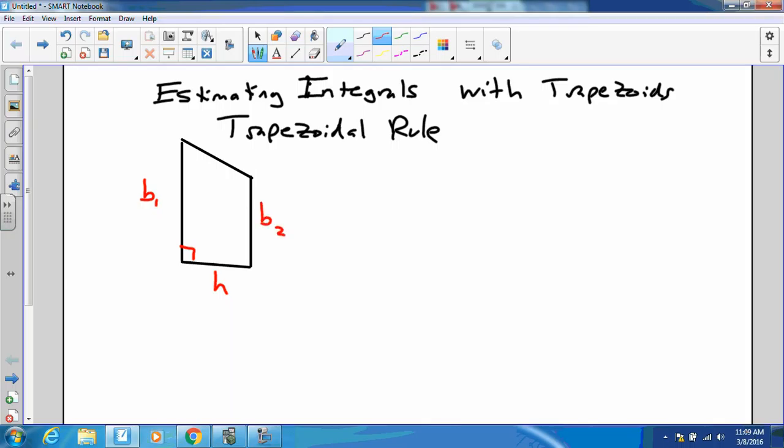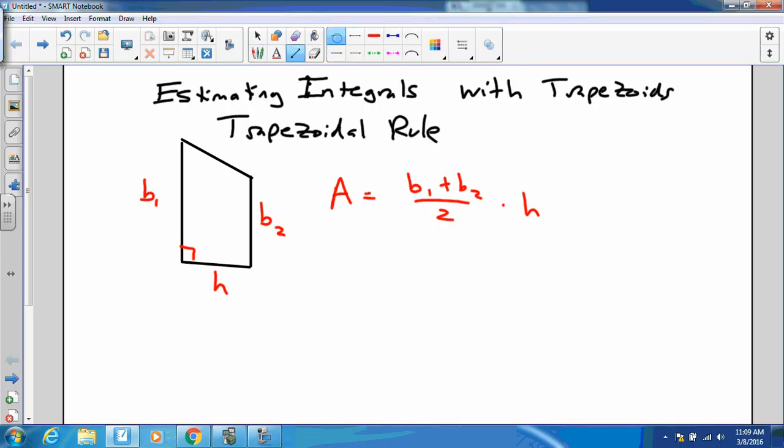And you recall that I argued previously that the area of our trapezoid is the average of those two bases times the height. And the reason for that is fairly simple. If I draw myself a line segment that is the average of those two bases, then what I end up with is a triangle here that is congruent to a triangle right here. If I cut off this triangle and place it right here, I end up with a rectangle whose height is (B1 plus B2) over 2, and whose width is H.